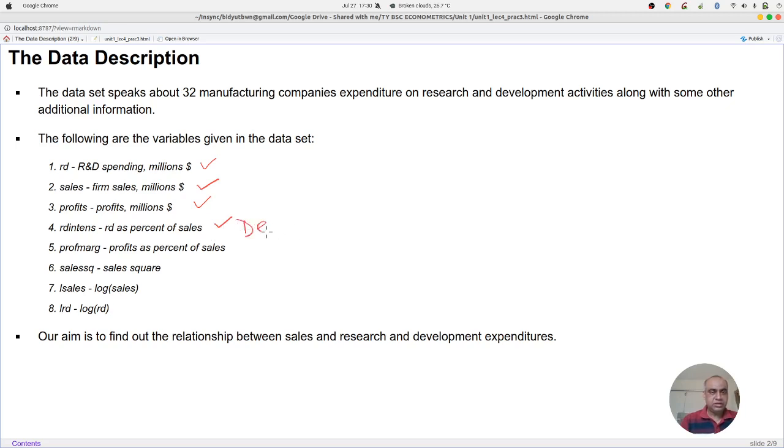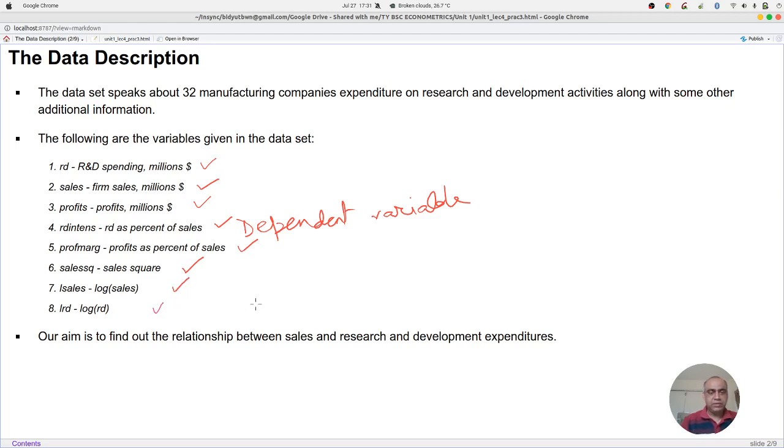We call it RD intens. Then we have prof mark, that is profit as a percentage of sales, profit margin actually. Then sales square, we have taken the square of the sales volume, and we have taken log of sales as lsales and log of RD as lRD.